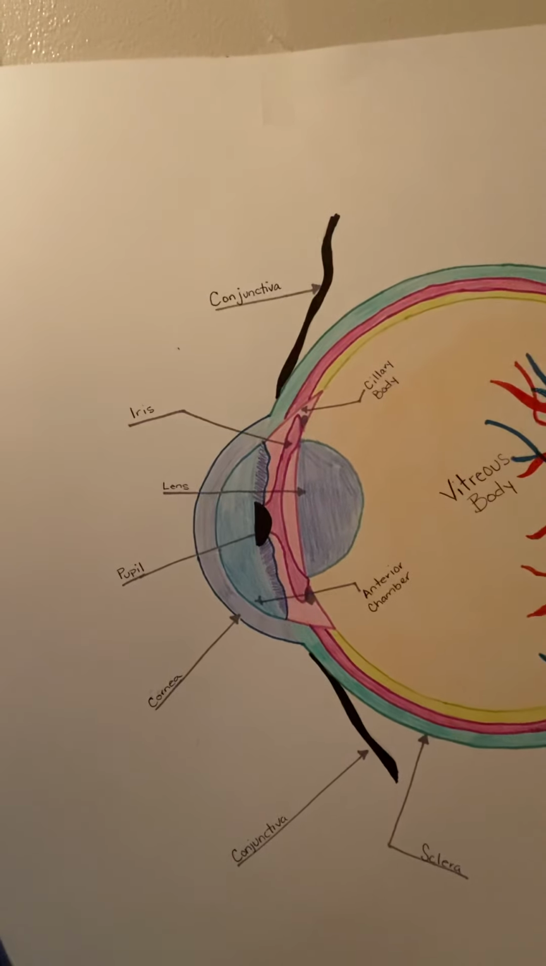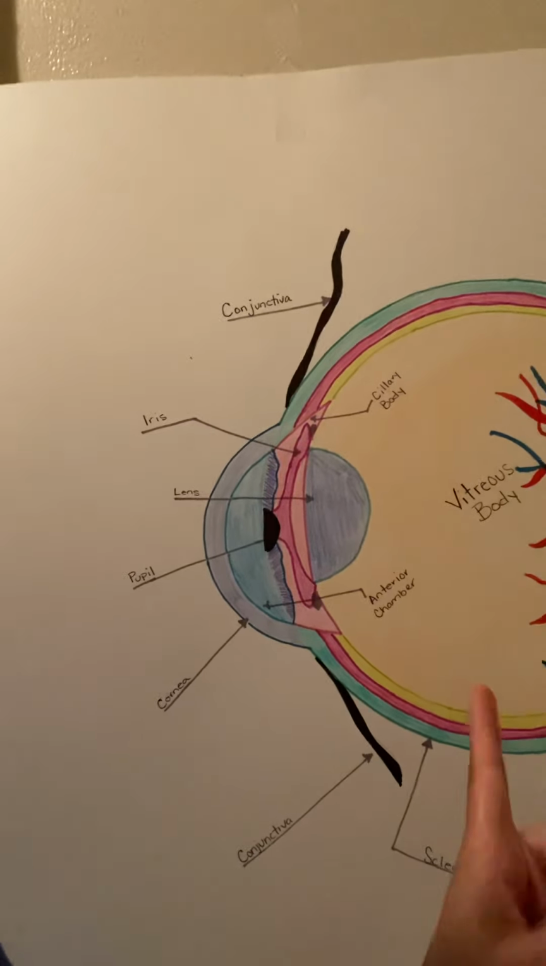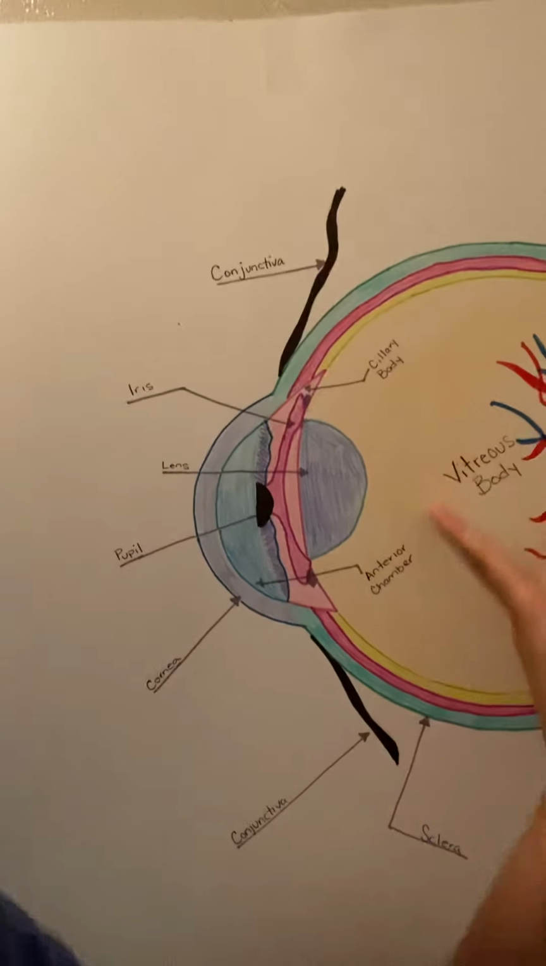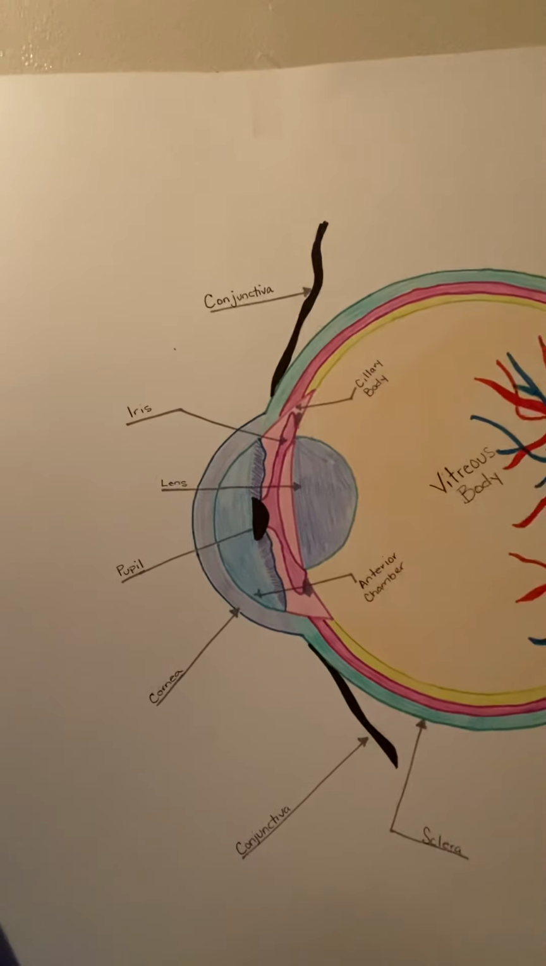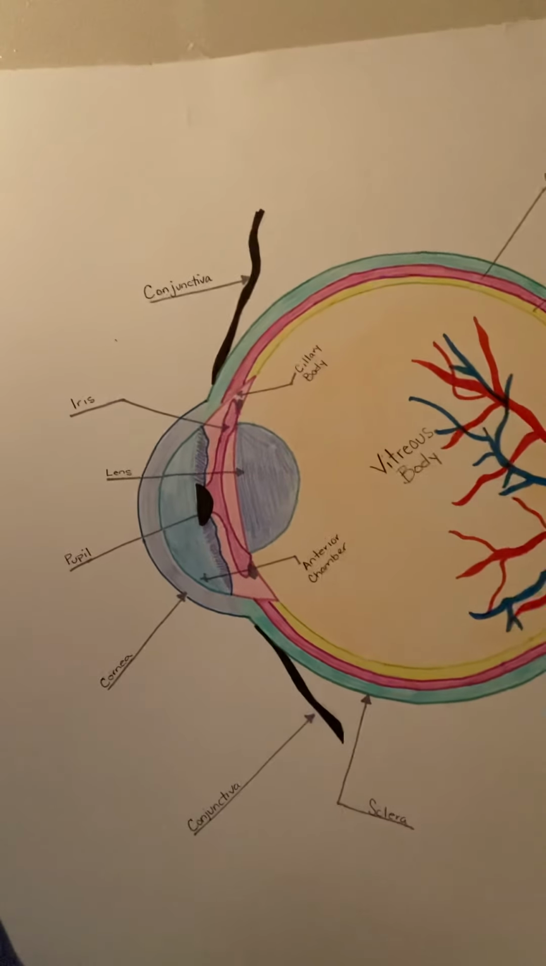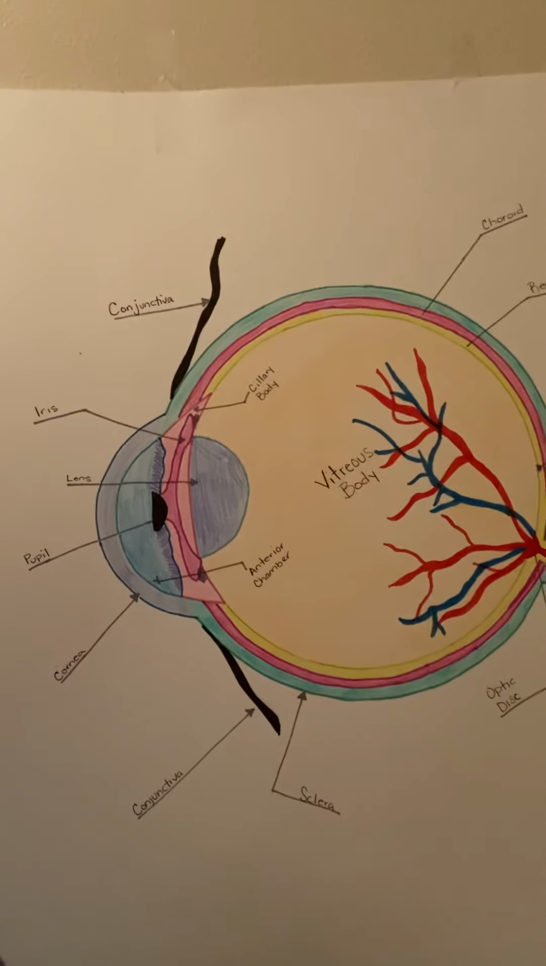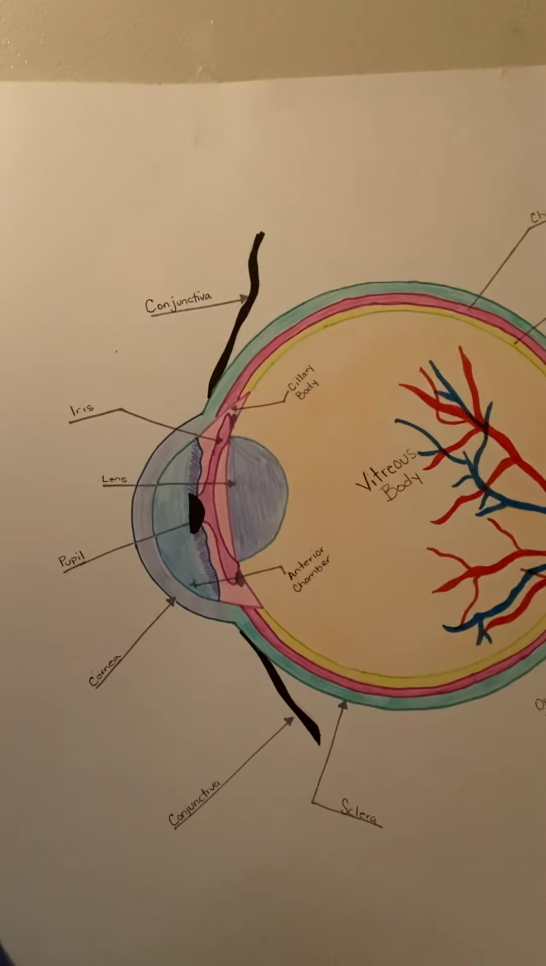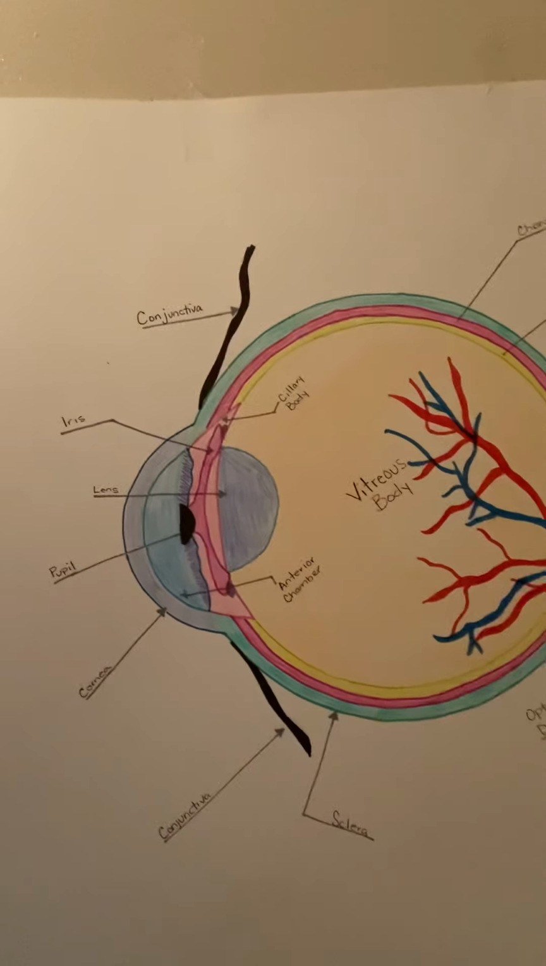The vitreous body, which is the entire body of the eye right here, is composed of a clear gel that fills the space between the lens and the retina of the eyeball of all humans and other vertebrates.